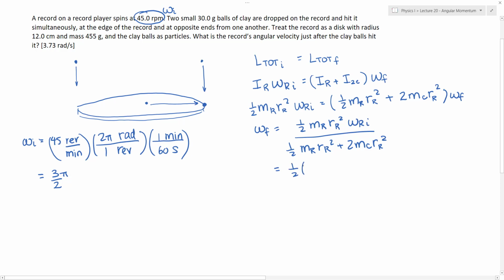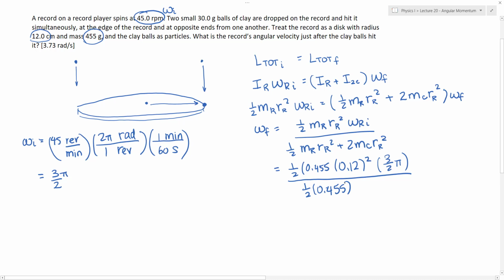1/2 mass of the record. They tell us the mass of the record is 455 grams. I'm just changing it to kilograms. Radius of the record is 12 centimeters. Again, we need to change it to SI units, so 0.12 meters squared. Omega of the record initially was 3 over 2 pi, what we just calculated on the side, over 1/2 mass of the record, still 455 grams, so it should be 0.455. And on the bottom again, 0.455.